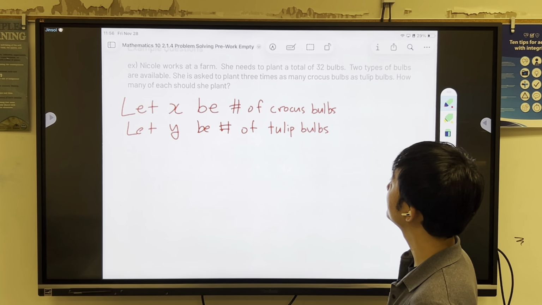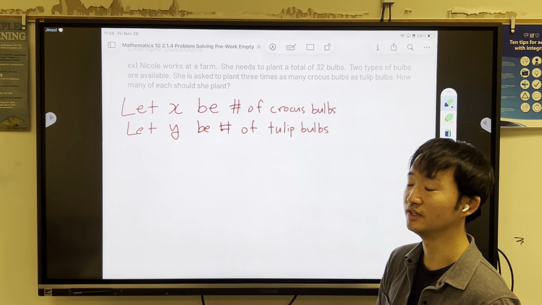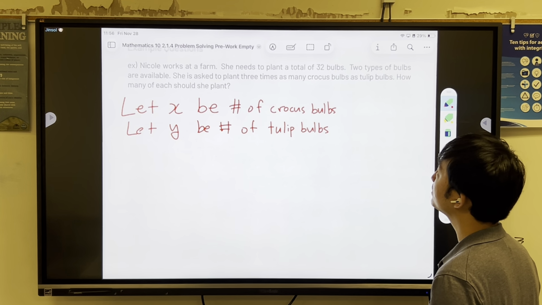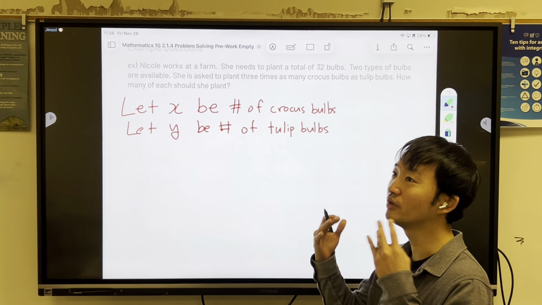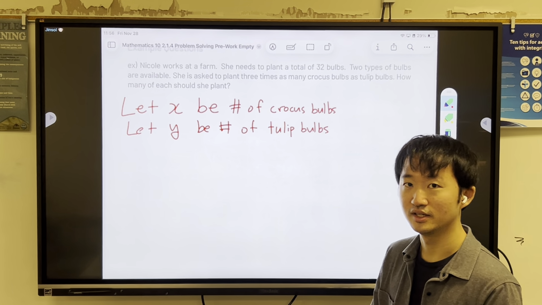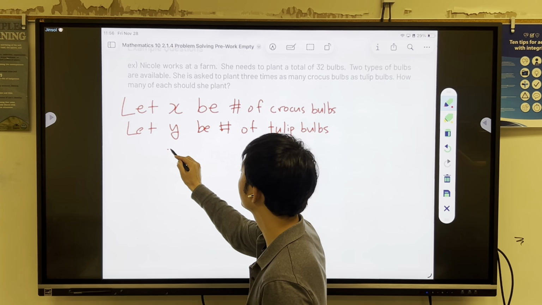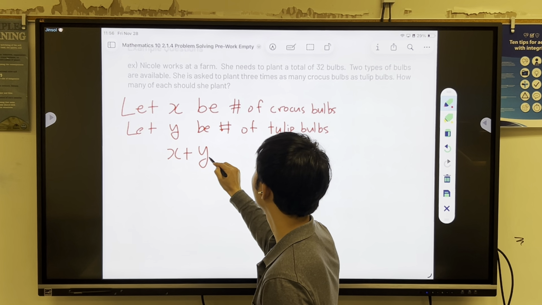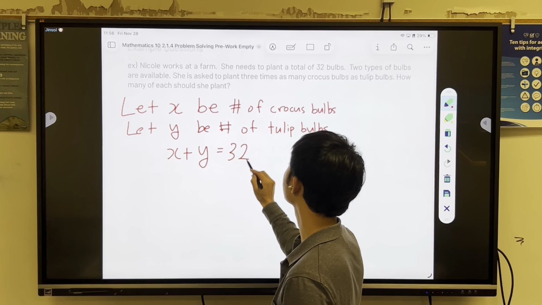After you declare the variables, let's read the sentences and try to translate. She needs to plant a total of 32 bulbs. So that means the total number of bulbs is 32. For me, that sounds like x plus y equals 32.